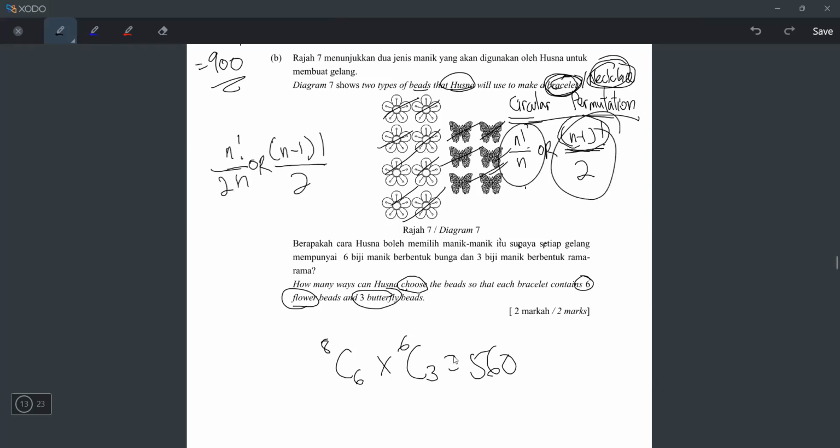But why I never do that in this question is because the soalan asks how many ways can Husna choose the beads so that each bracelet contains 6 flower beads and 3 butterflies. So the keyword here is choose. That is why I only use combination. I never arrange. I'm not counting the number of arrangements. I'm only counting the number of ways it can be chosen. That is why I never use this formula. Even though I don't need to know this for this question, I still mention it.